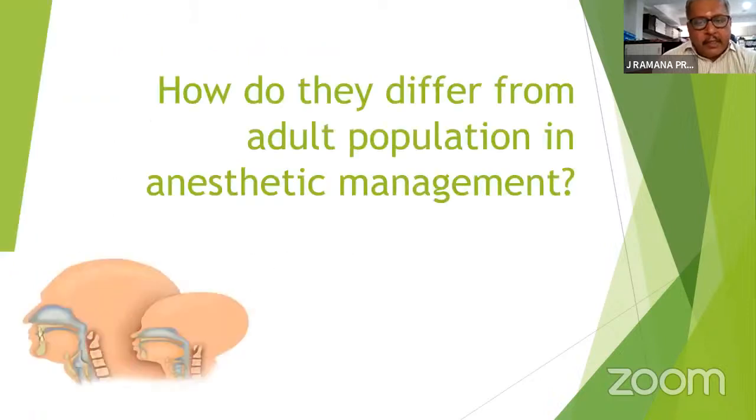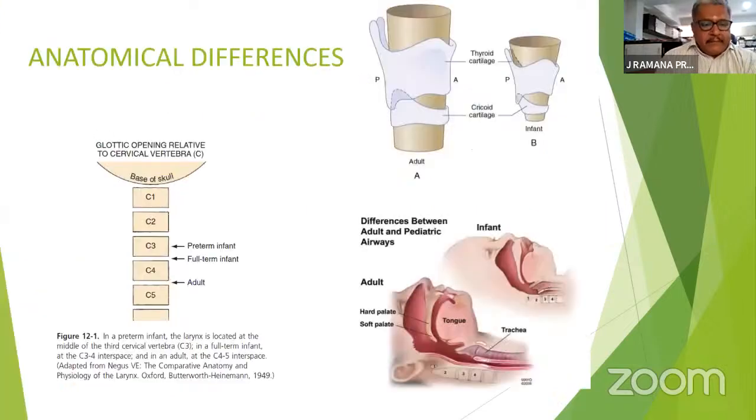How do they differ from the adult population in anesthetic management? The position of the larynx in adults is the interspace between C5 and C6. In children at the age of 6, it is the interspace between C4 and C5. In infants, it is at the midpoint of the third cervical vertebra.